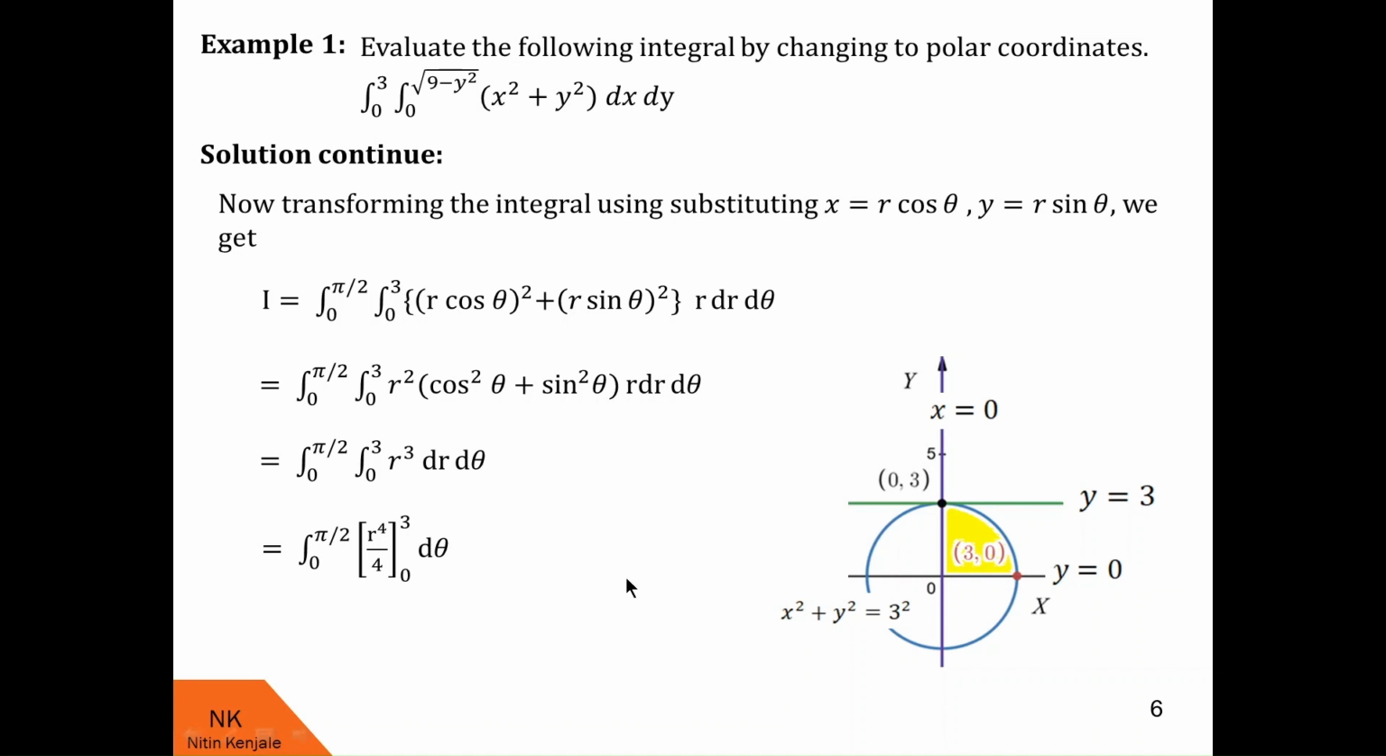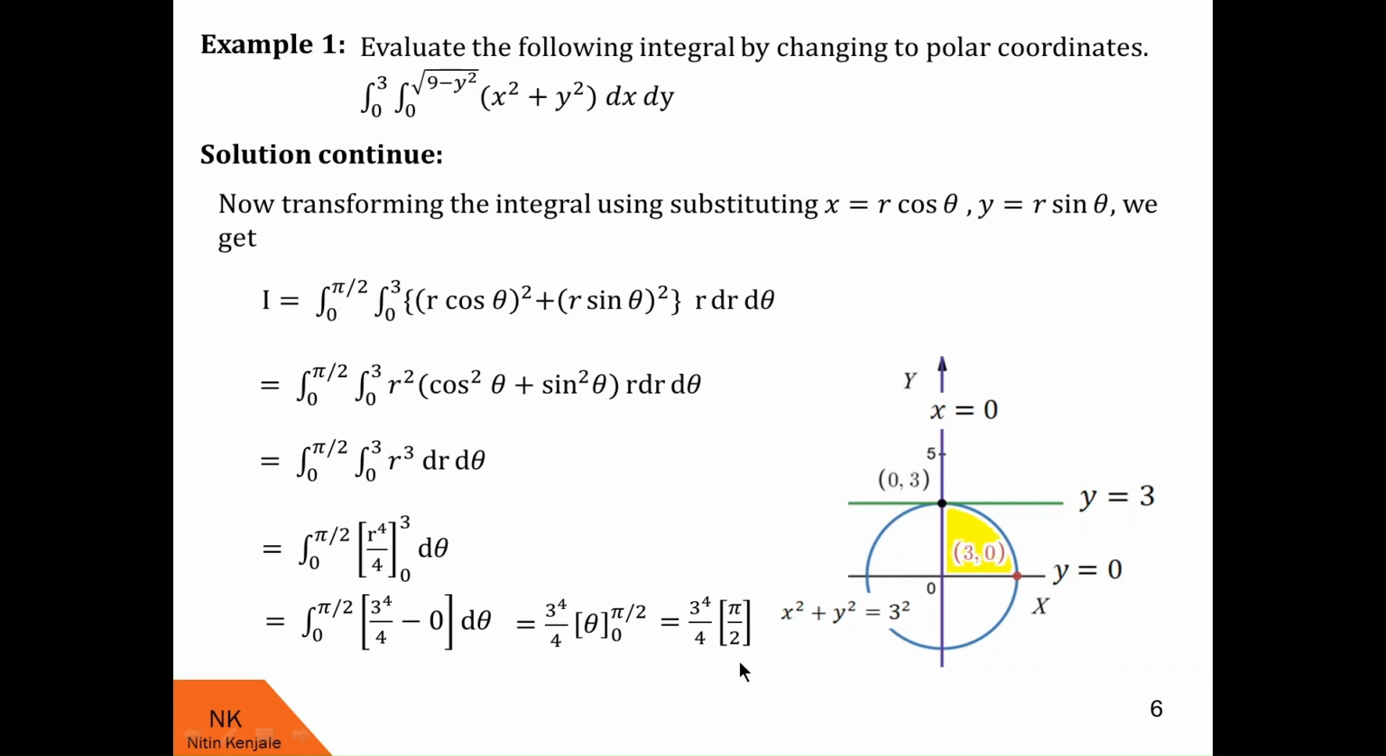Its integration is r raised to 4 upon 4 over the limit 0 to 3. After substituting these limits, we get 3 raised to 4 upon 4 minus 0. This 3 raised to 4 upon 4 is constant, we can take it out. Finally, the integrand becomes 1 into d theta. Its integration is just theta over the limit 0 to pi by 2. After substituting these limits in theta, we get the value of this double integral as 3 raised to 4 upon 4 into pi by 2. I hope guys you understood this example.